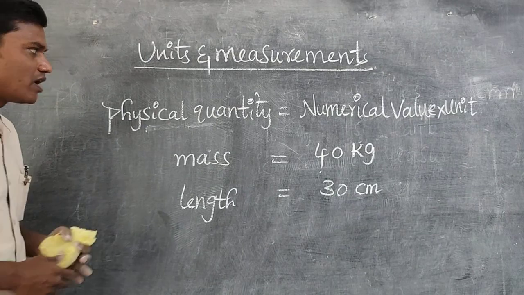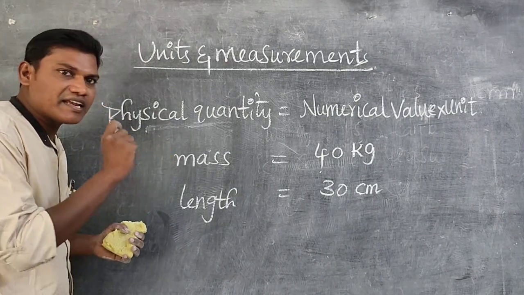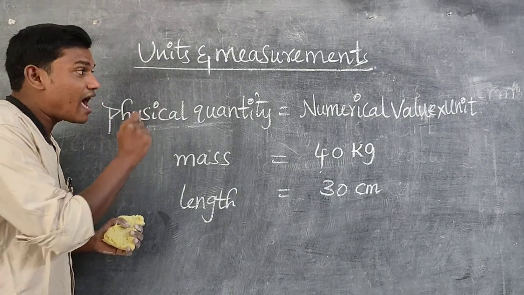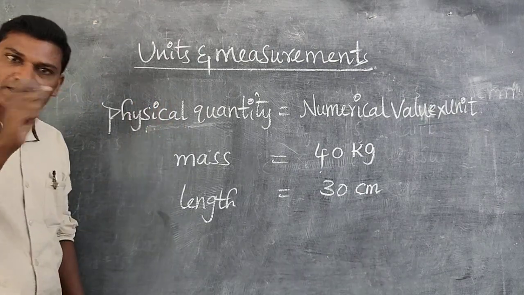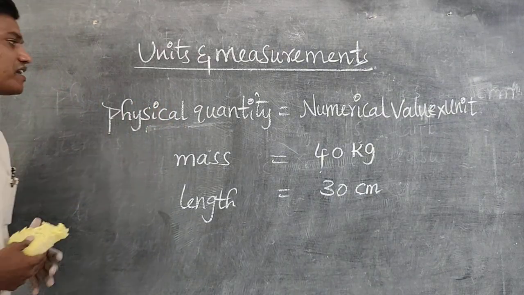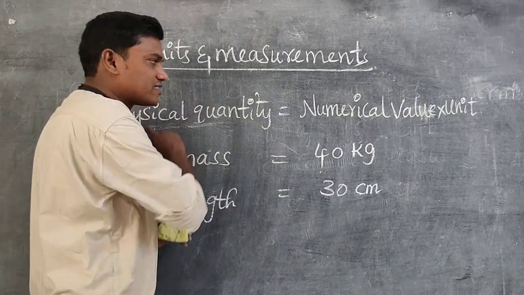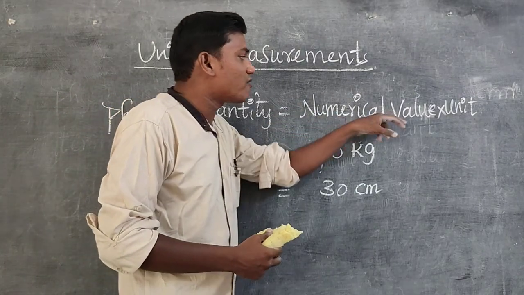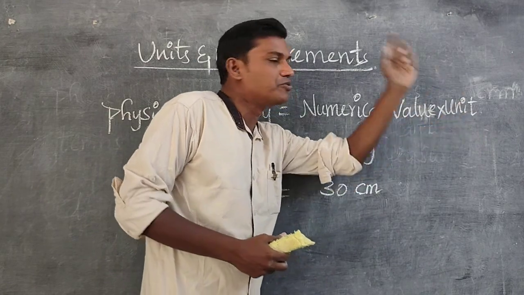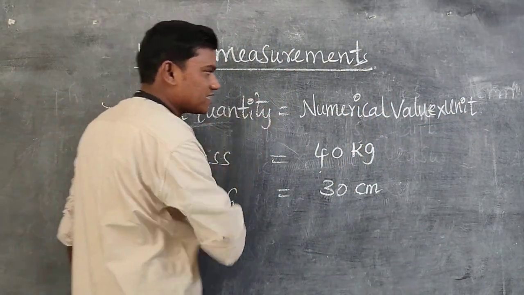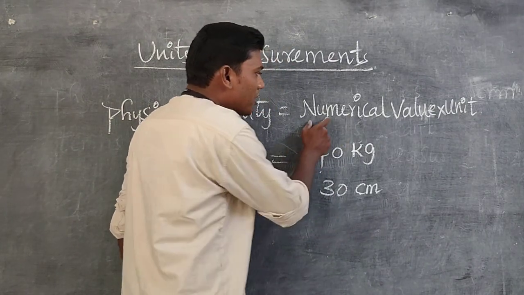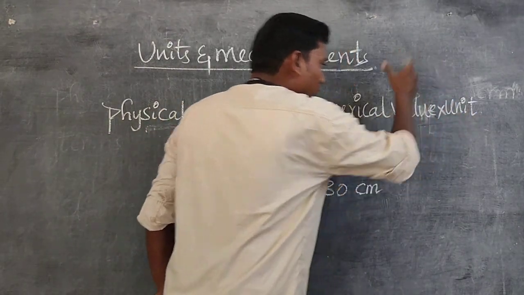But mathematically it can be understood or explained very easily. So what is the mathematical expression for the physical quantity? Physical quantity is nothing but the product of numerical value and the unit. Physical quantity is equal to, simply we can write, numerical value into unit.